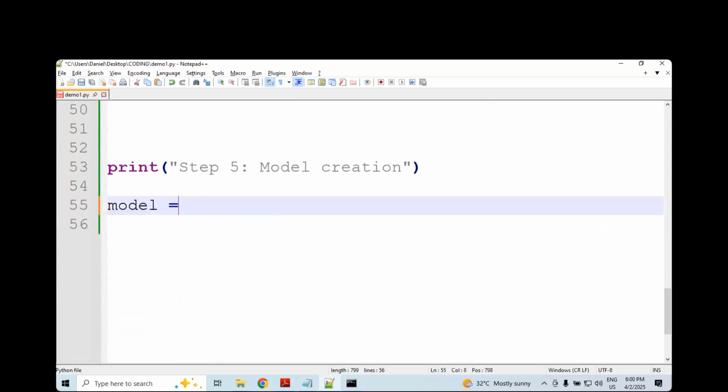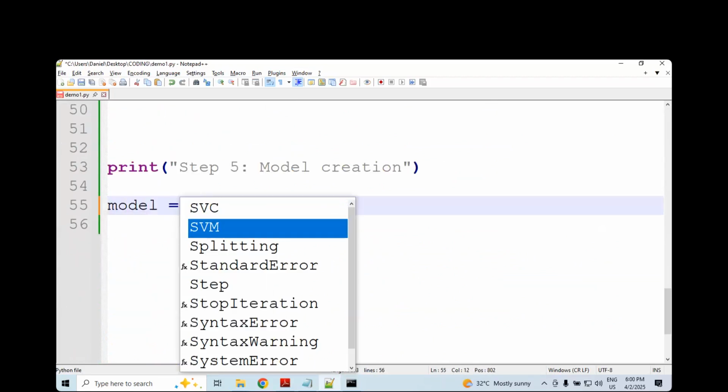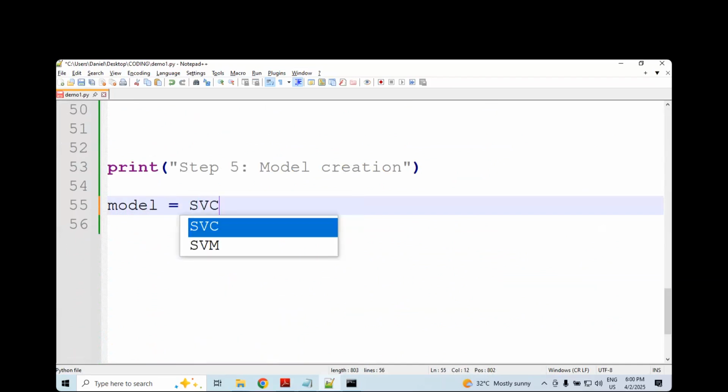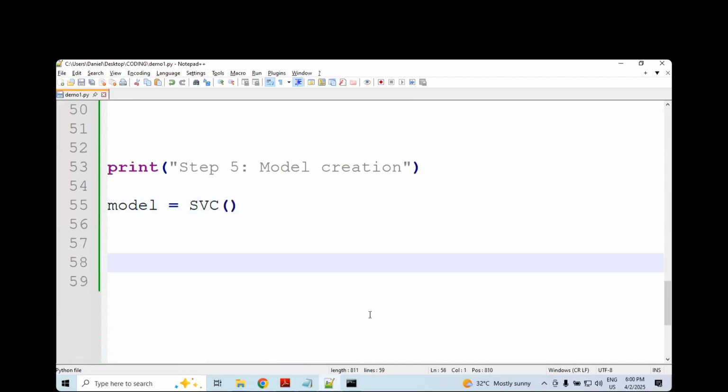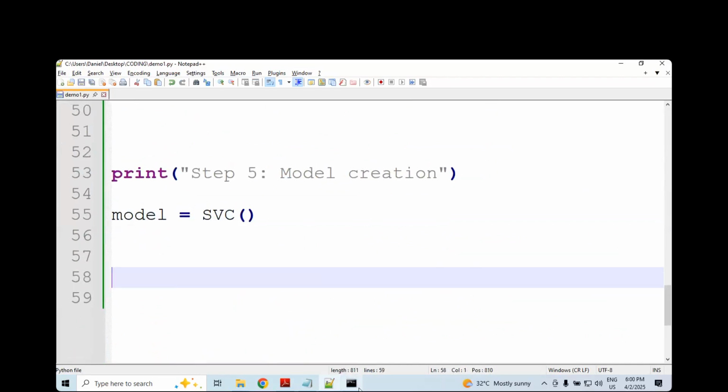model equals SVC. Do you think SVM? No. Talk with me, sir. SVC. Successfully the model is created. Model creation is done.